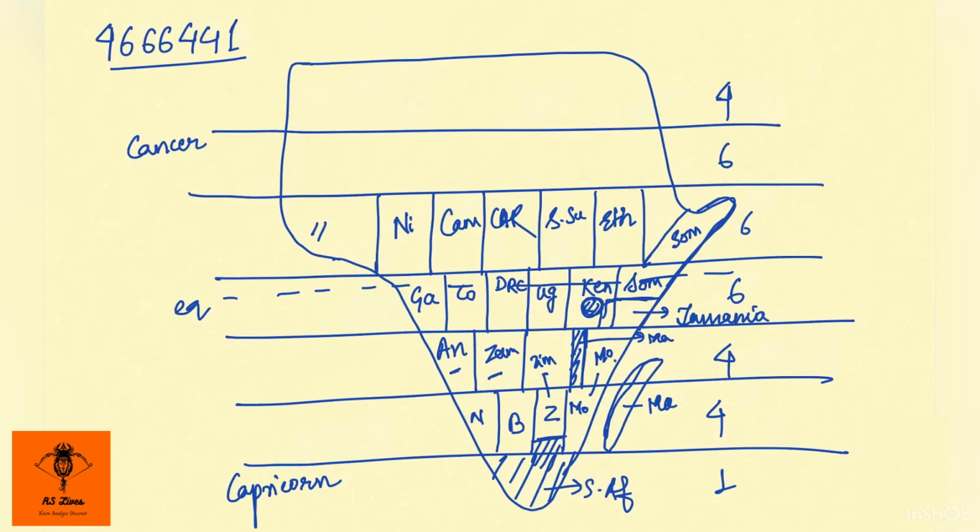Okay, so we have Somalia, and from Somalia the country that extends is Eritrea. So we have Eritrea over here, and this portion is Ethiopia. Okay, so we have Nigeria, Cameroon, Central African Republic, South Sudan, Ethiopia, Eritrea, and Somalia. Now again, 1, 2, 3, 4, 5, 6.